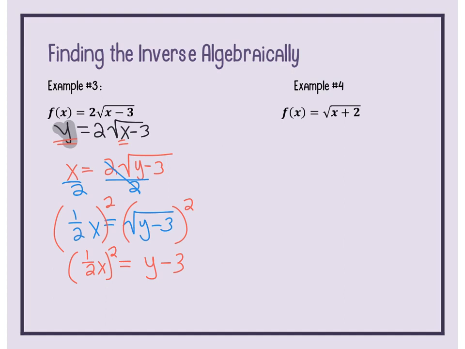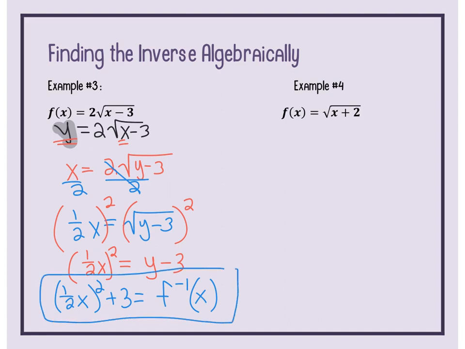What's the next step? We're going to add 3. So this problem has a b value. I'm going to add 3. And instead of y, I'm going to go ahead and rewrite it, the inverse function. I like to put that first, but even if I don't, it's still the right answer. So the inverse of that square root function is 1/2 x, all of that squared, plus 3. Okay? Hopefully that makes sense. If not, rewatch it. I want you to go ahead and try number 4 on your own.